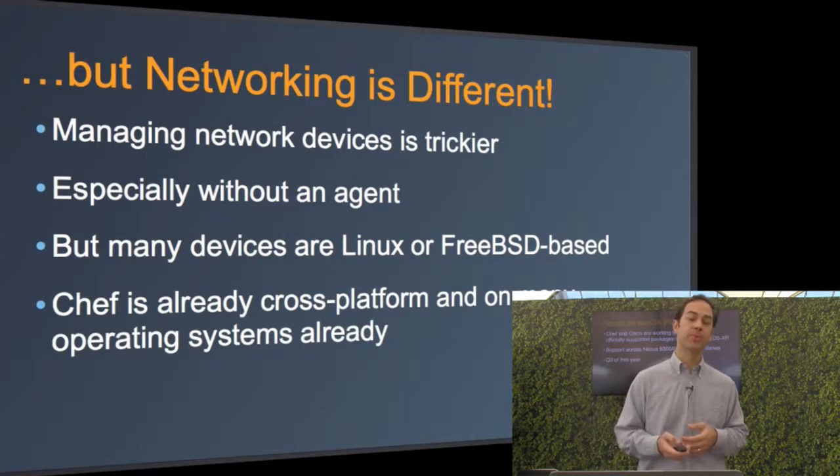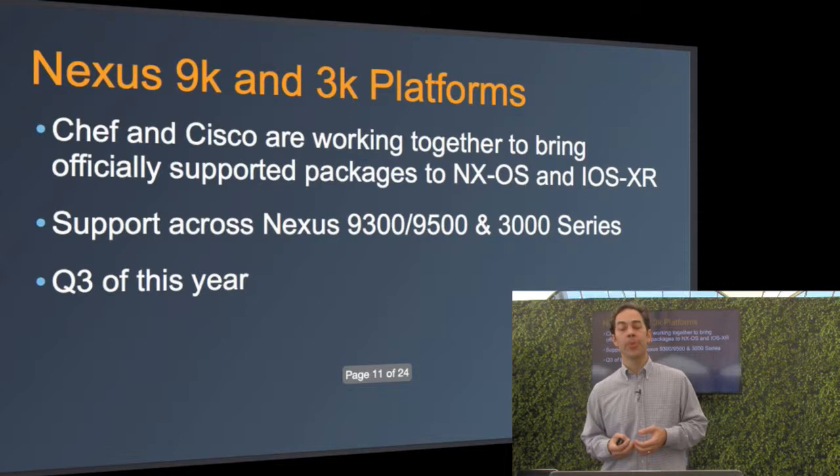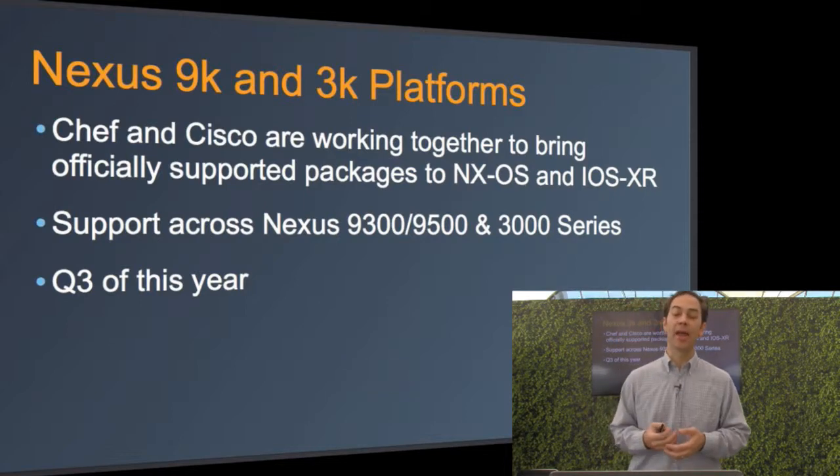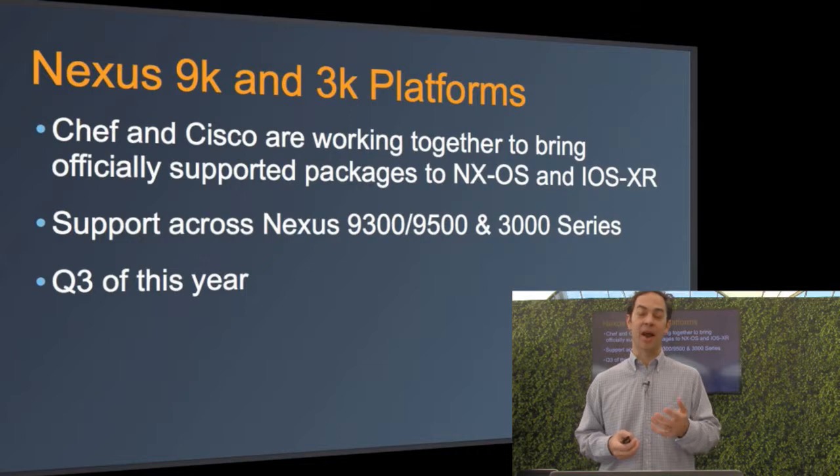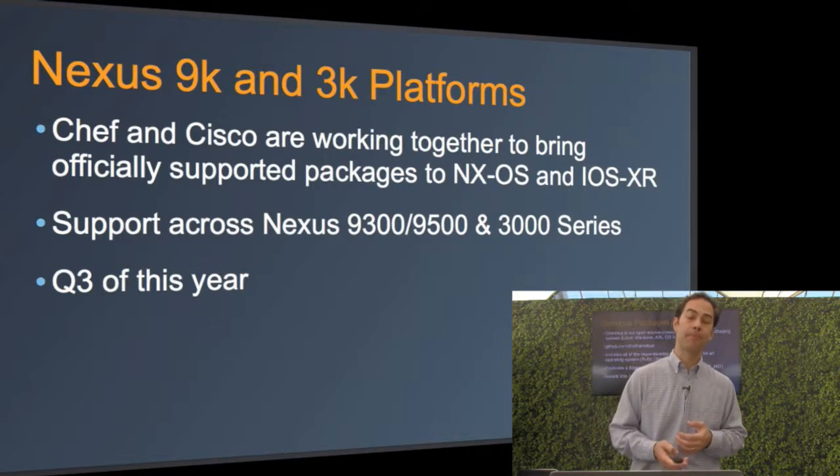to other platforms. So right now we're working with Cisco on porting Chef to the Nexus 9K and 3K platforms. This is the NXOS platforms, and soon we'll be doing IOS XR. The 9300, 9500, 3000 series. We're going to be releasing this code in Q3 of this year. Everything we're doing is going to be open source and up on GitHub.